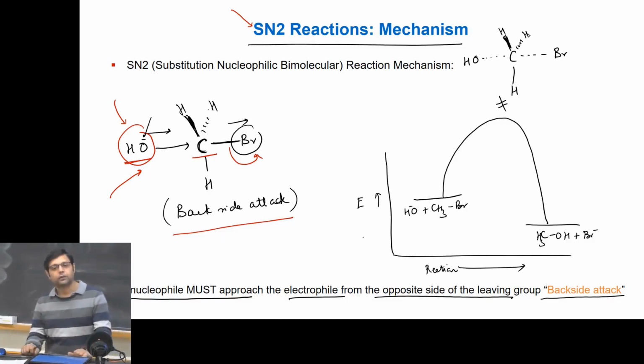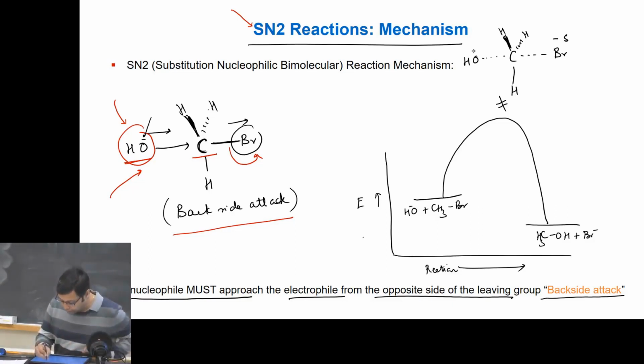Right. Now Br is leaving as Br minus. It's in the process of leaving. It has not left completely. So as of now, it has a partial negative charge. OH minus has come in with a negative charge. It is giving that negative charge to form the new bond. So you're forming the new bond, so as of now it has a partial negative charge. So this is the transition state in this reaction.